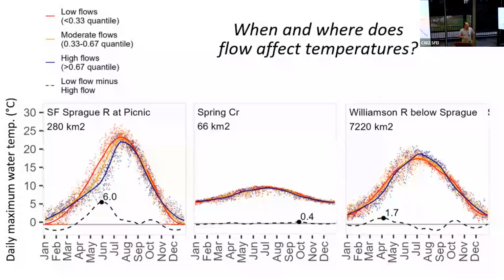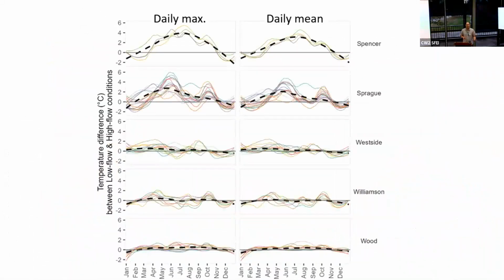So now I'm going to take the dashed black line from these graphs here, and show you what that curve looks like for all 50-something sites in the study area. And they're divided up by subbasin, where every line is a different site. So you can see that flow has a much stronger effect on temperatures in the Spencer Creek and Sprague River.